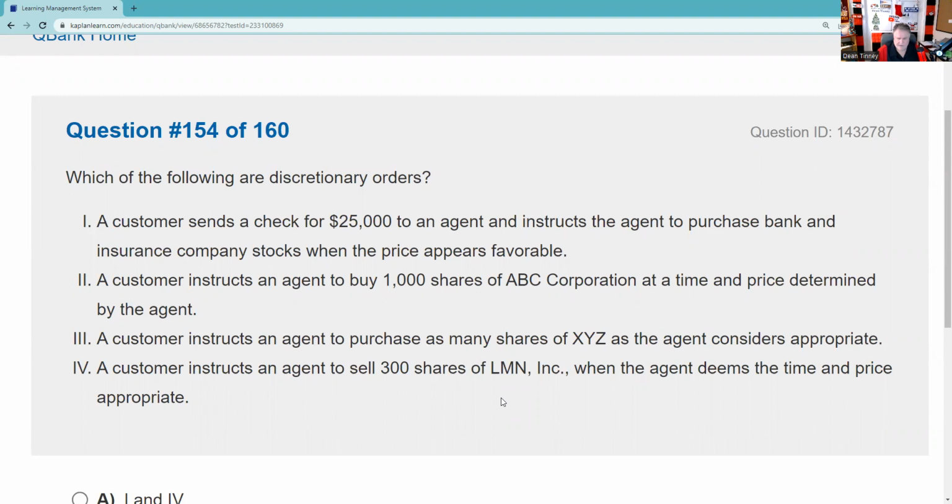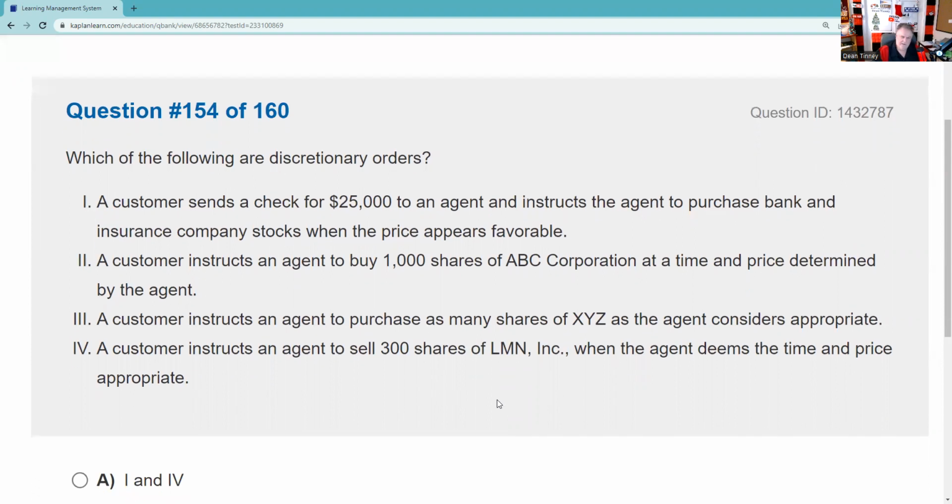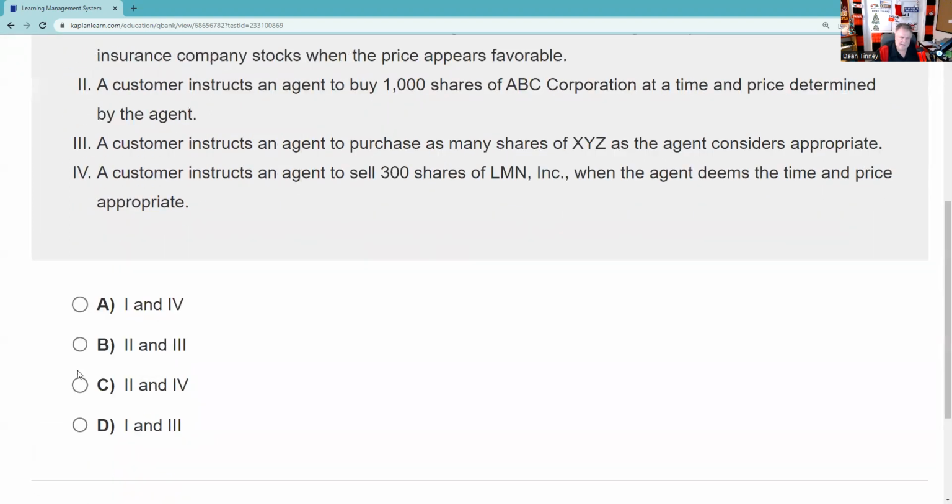3. A customer instructs an agent to purchase as many shares of XYZ as he thinks appropriate. Well, that's the amount. That is a discretionary order. If any of the 3 A's are missing, it's discretionary. So 1 and 3. 4. Sell, there's the action. 300 shares, there's the amount. LMN, there's the asset. And so the answer is 1 and 3.